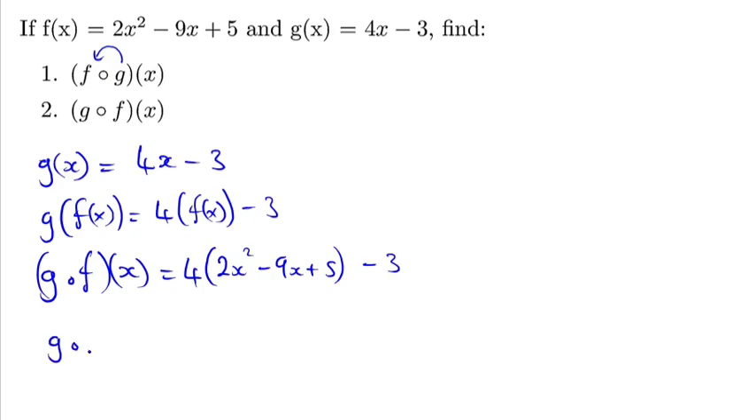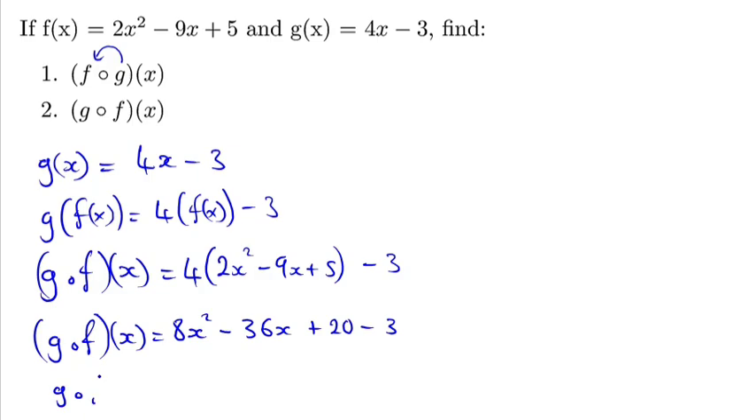So g of f of x will be equal to 8x squared. This gives us 36x, plus 20 minus 3. So g of f of x will be equal to 8x squared minus 36x plus 17. So there we have it.